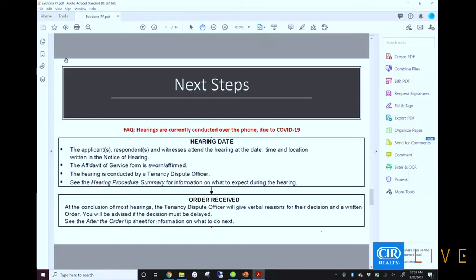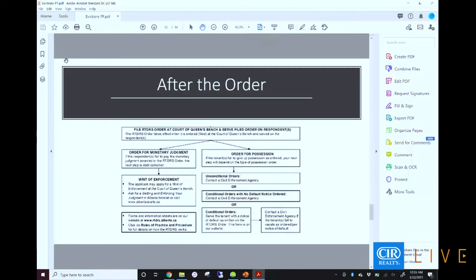Then they will say after the order, tip sheet, what to do next. There's a whole tip sheet, but then there is an affidavit and everything that needs to be done. So after the order, again, this is a lot. This will all be posted up for you. So you need to file your RTDRS order at the Court of Queen's Bench.